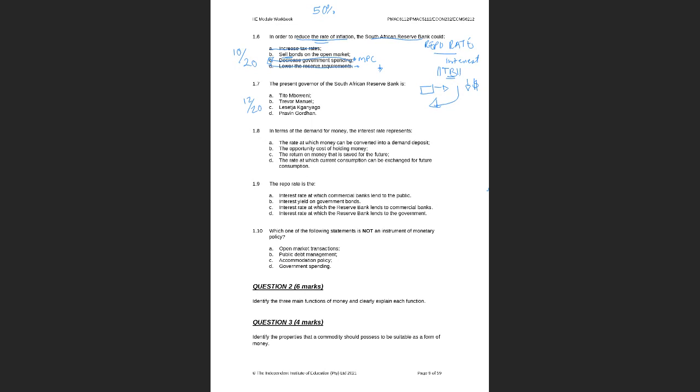I'm not even going to waste your time. You guys are right. In terms of the demand for money, the interest rate represents: A, the rate at which money can be converted into demand deposits; B, the opportunity cost of holding money; C, the return on money that is saved for the future; D, the rate at which current consumption can be exchanged for future consumption. A, B, C, or D?